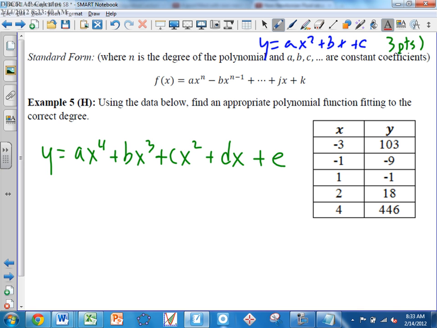So here you need to simply plug in the first point, write an equation. Plug in the second point, write an equation. You're going to have to write 5 equations, because then you have to write a matrix with 5 rows and 6 columns. It's going to be 5 by 6 here. That's why this is not difficult, but there's a lot of work that goes into it.